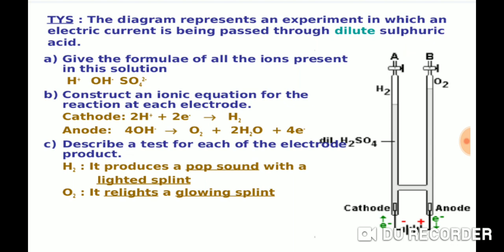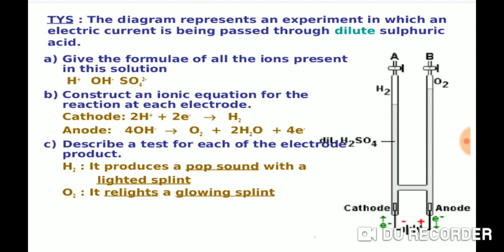So, give the formula of all the ions present in the solution. You can see the ions produced: H positive ion, OH negative ion and sulfate ion, SO4 2 negative. Because when sulfuric acid dissociates, it forms H positive ions and sulfate ions, and when water dissociates, it forms H positive ions and OH negative ions.